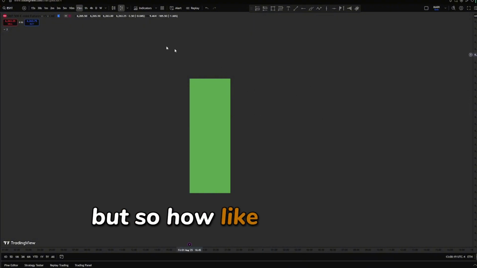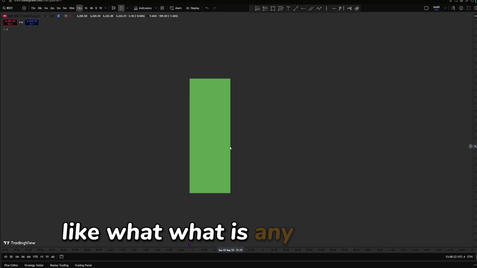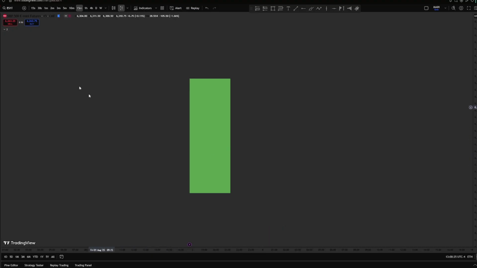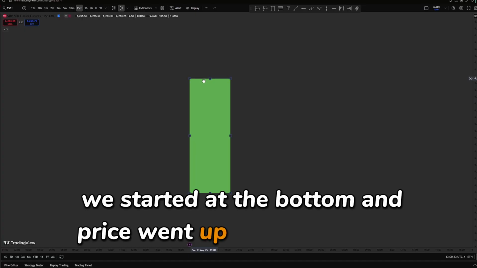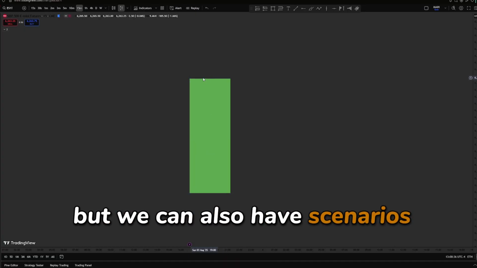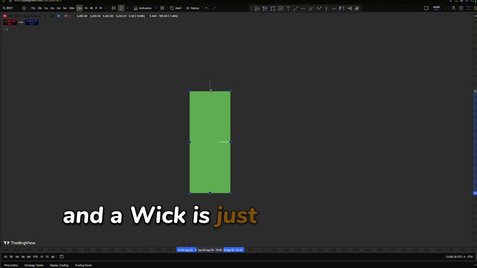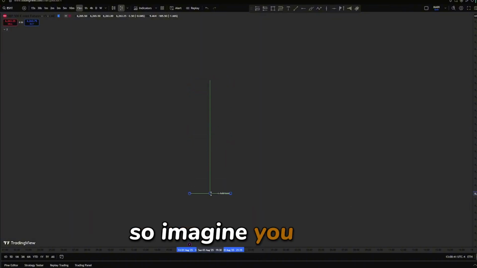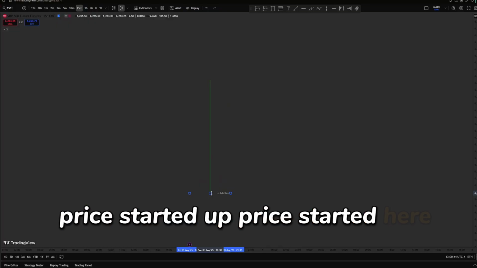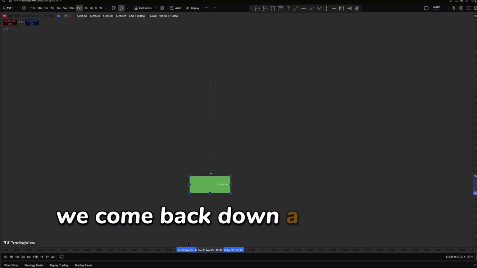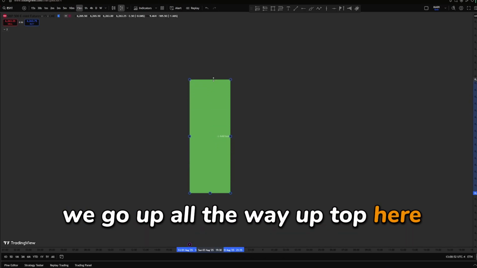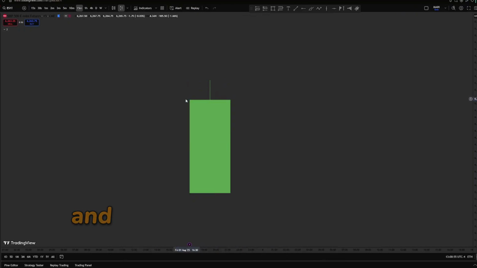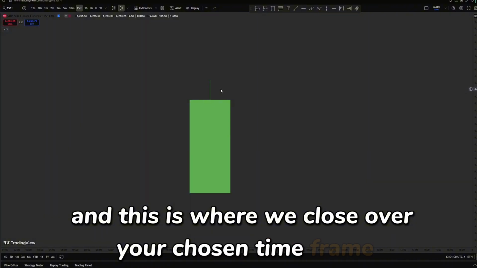So how does it actually work? Like what is any of this, right? Well, because it's bullish, we started down here. We started at the bottom and price went up and it closed up here. But we can also have scenarios where we have a wick, and a wick is just like a little line here. So imagine price started here, and we go up, we come back down a little, we go back up, we come back down, we go up all the way up top here, and we come back down. And this is where we close over your chosen time frame.